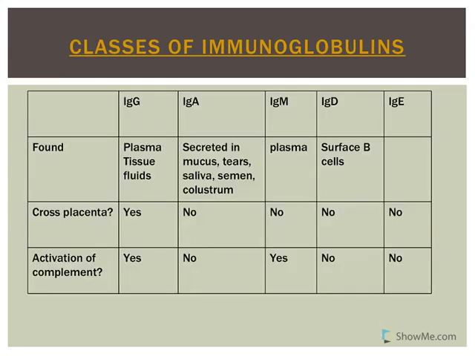Now, if we look at the classes of immunoglobulins, and again, you can watch a little video over it, there's 5 types: M, A, D, G, and E.